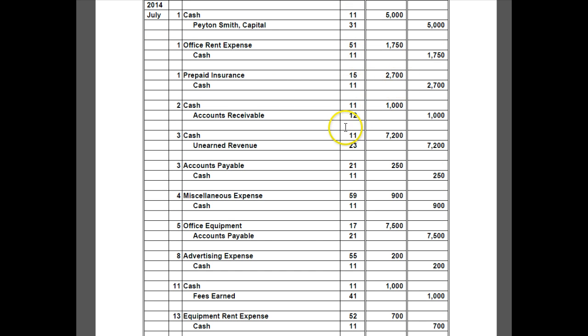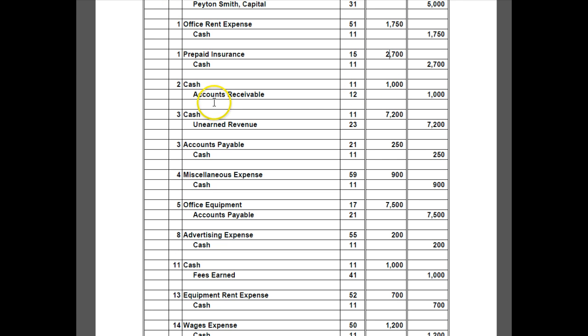She has decided that she needs insurance, and she's paying for a full year. Okay, so she's paying cash of $2,700 and creating an asset account. You notice it doesn't say insurance expense. It says a prepaid insurance of $2,700. Now each month they're going to take so much out of this account and apply it to the expense account.